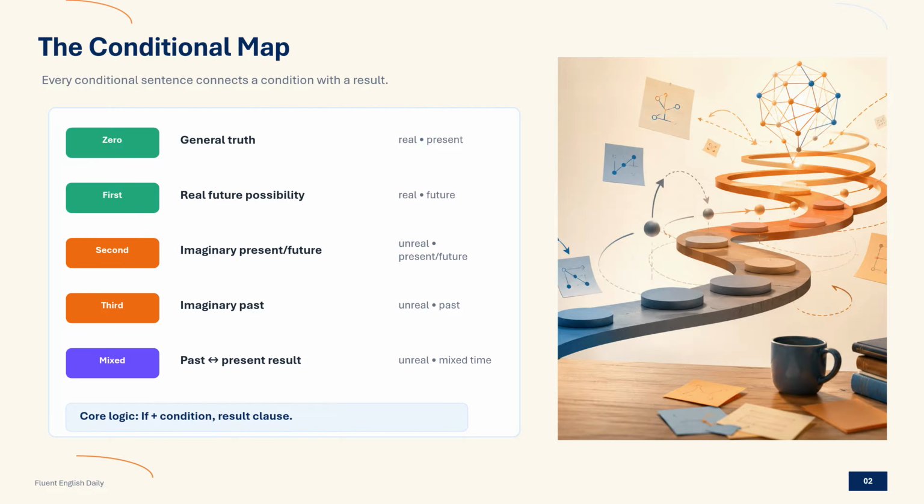The third conditional describes an unreal past. It imagines a different result for something that has already happened. Once you understand the time and level of reality, choosing the correct conditional becomes much easier.